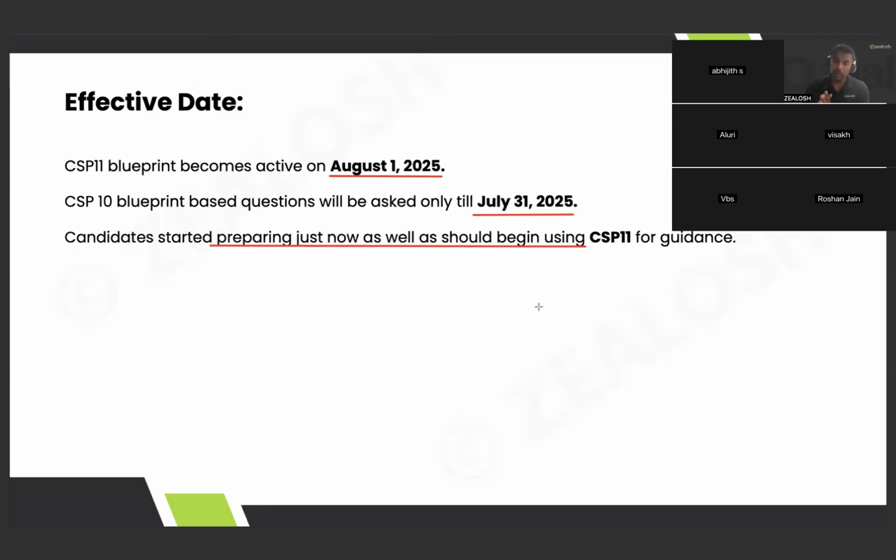Candidates who have started preparing just now, or are going to begin studying, cannot write the exams after August 1st based on the old blueprint. So which blueprint are you forced to study? If you are very new to this, which blueprint do you have to study? CSP 11.